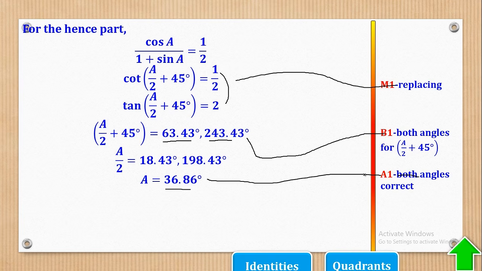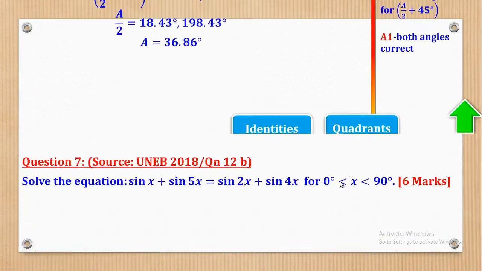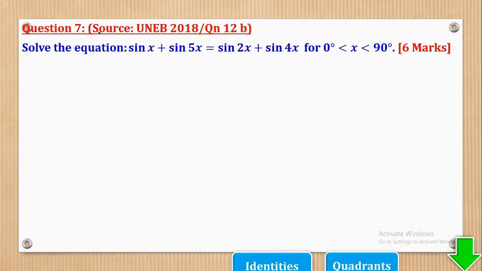So this one's not supposed to be there. So now we shall go to question 7. Question 7 came from UNEB 2018, paper 1, question 12b, and says that solve the equation for this interval.